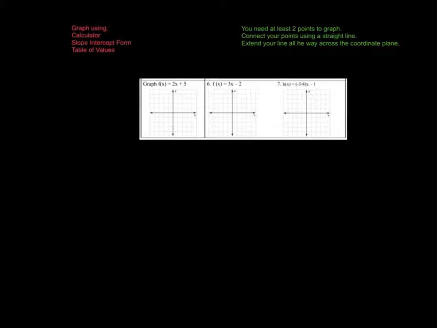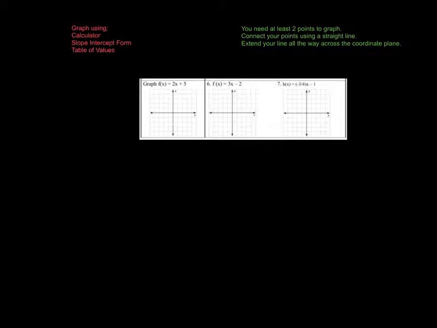Okay, so these are the things that we also discussed, that you need at least 2 points in order to graph. We want to connect those 2 points using a straight line. You can use the edge of your paper or a straight edge in order to make sure that line is straight and your graph is accurate. And then also making sure that we extend our line all the way across our coordinate plane.